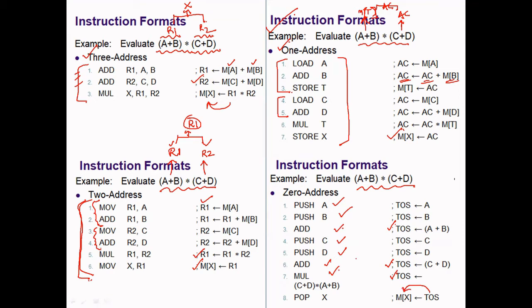So if you observe this program, how many instructions are there? 1, 2, 3, 4, 5, 6, 7, 8. Still one instruction increased. These are the basic types of instruction formats.